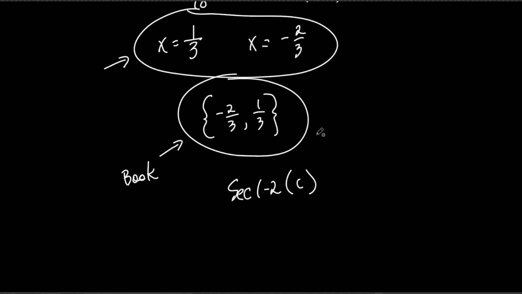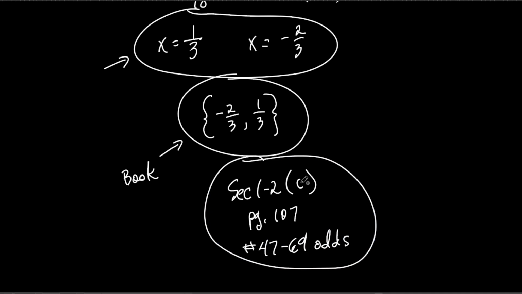All right. So, it's page 107. And it's 47 to 69, and we're only doing the odds. That's not so bad. I'm pretty sure all of these are quadratic formulas, okay? I'm pretty sure they are. You can double check if they are or not, but I'm pretty sure they are.